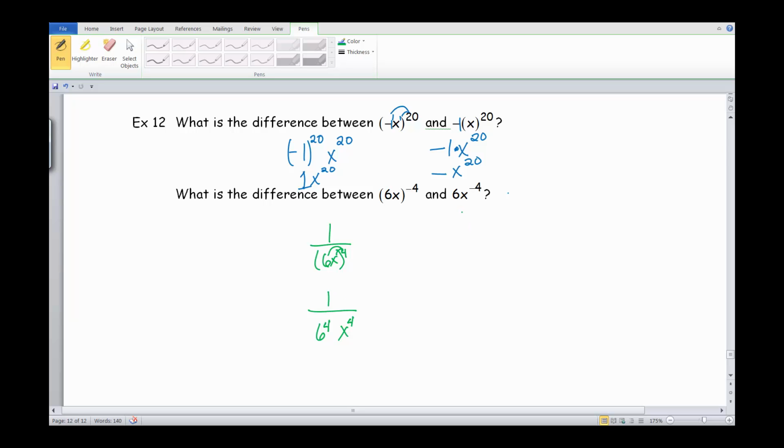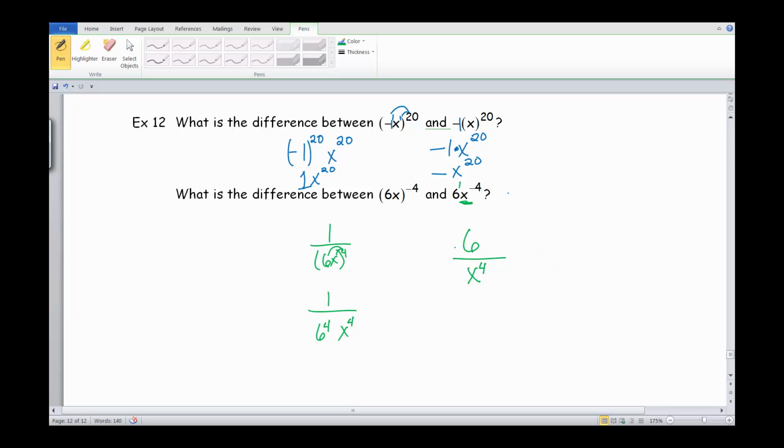But what's different about the second one is we notice that only the x is being raised to the negative 4th. The 6 has an exponent, it's 1, but only x really has that negative exponent. So as a result, if you simplified this right one, you'd end up with 6 over, again, x has the negative exponent, so we're going to throw it on the bottom, giving it now a positive exponent.